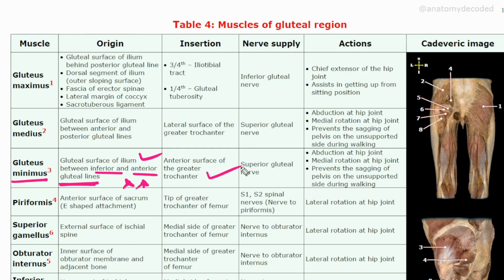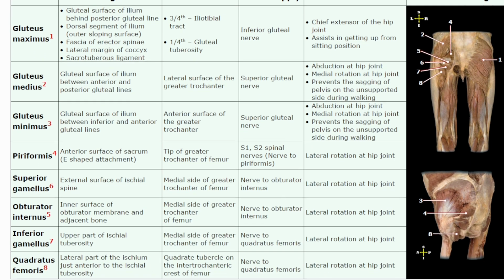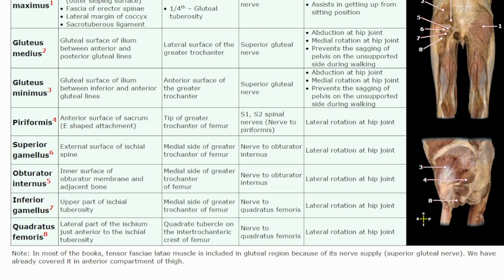Okay, then insertion is on the anterior surface of greater trochanter. Nerve supply is the superior gluteal nerve, and action we have discussed. Okay, the next muscle is piriformis muscle. I told you this muscle is the key muscle of the gluteal region, right?